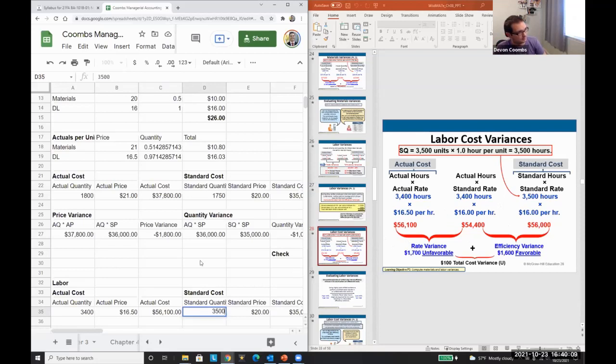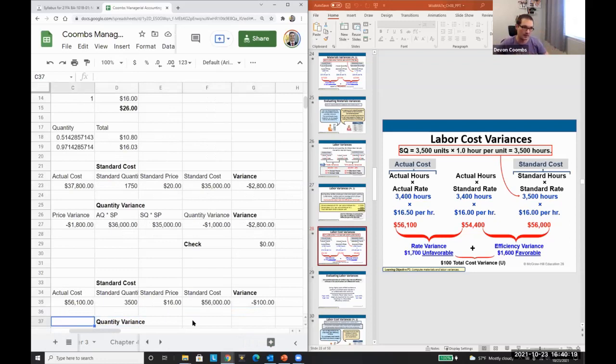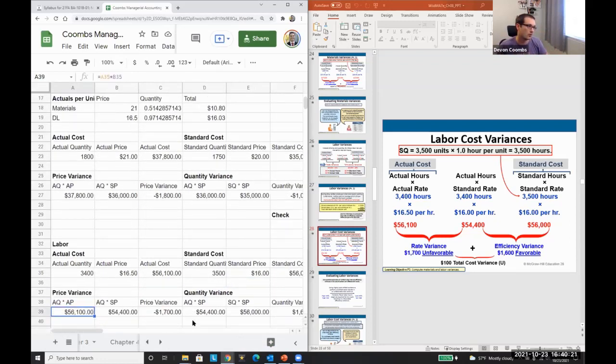that was given to us. And our standard price is $16 per hour. Our variance is negative $100. Now we have to ask ourselves, is that coming from efficiency or is that coming from a rate, or price, right? So actual times actual is 56,100. Our actual quantity times our standard price is 55,400. So our price variance here is negative 1,700. So we spent $1,700 more than we expected.